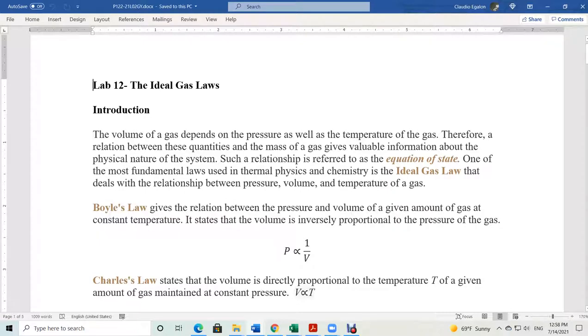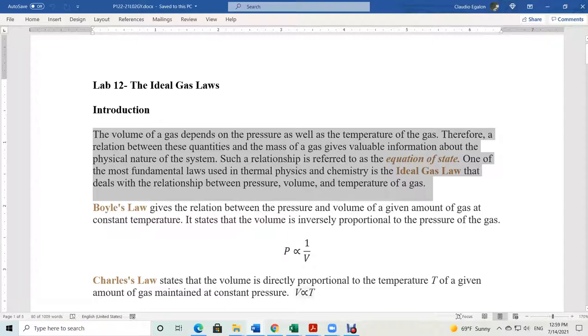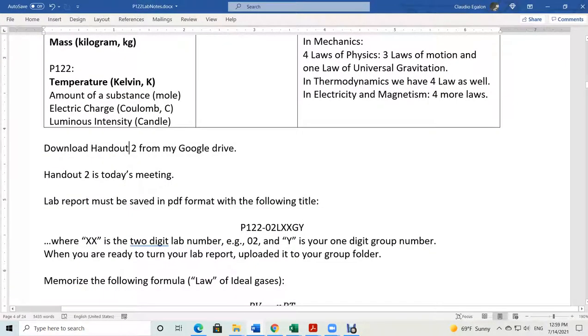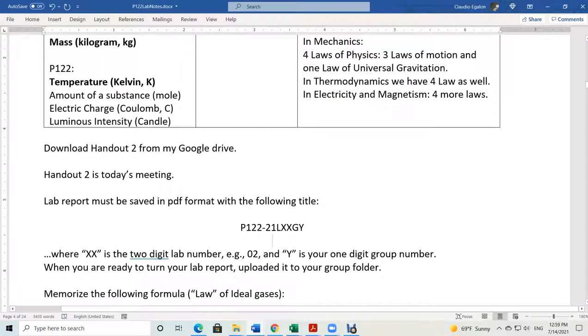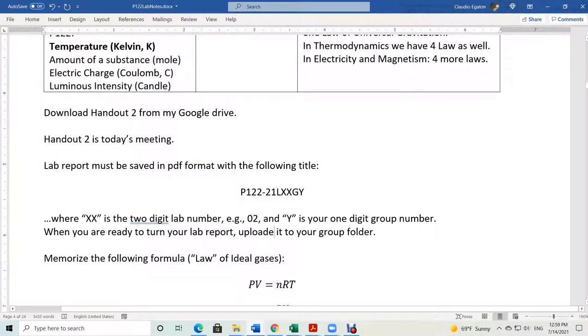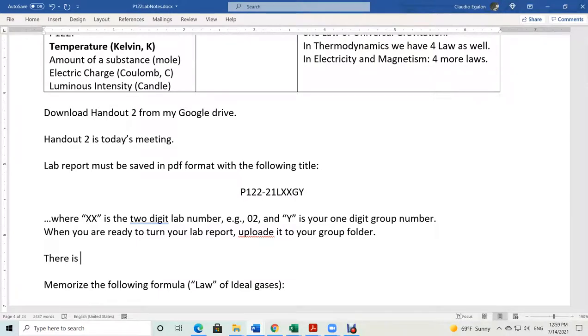So let's talk about the gas law, the ideal gas law. There is a specific definition for an ideal gas, and we are going to cover that in more detail in the lecture. So, 21. XX is the two-digit lab number. For today's lab it is 02. Y is your one-digit group number. Upload it to your group folder. So that is a specific definition for an ideal gas.